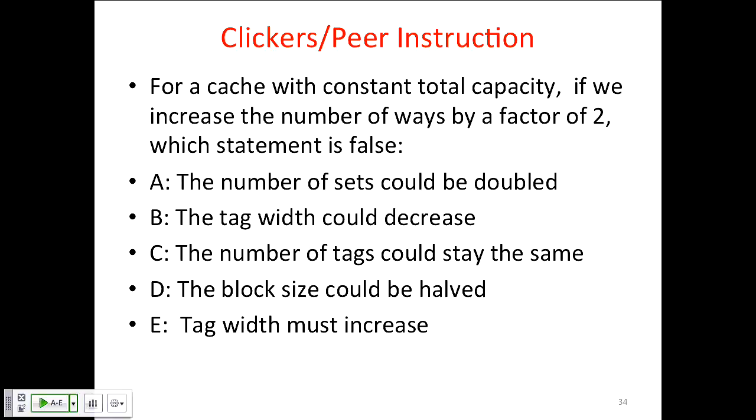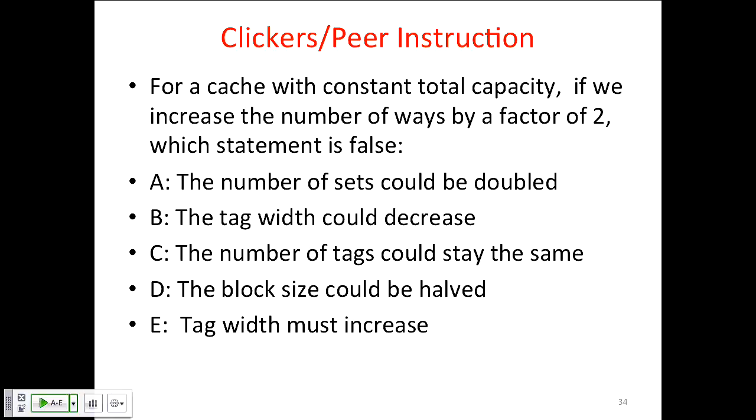The second one is the tag width could decrease. At first, if you look at the previous slide, you'd say, wait a minute, this was a popular option. How can that happen? If I'm increasing the number of ways, that would tend to suggest I have fewer index bits, and therefore the tag must grow. How could it possibly shrink? Well, we just gave that example. If I reduce the line size, I could have more sets. If I had more sets, I would need fewer tag bits. So that would be a free variable. I can change the line size as well. So B is actually the same answer as A, for the same reason, right? I could reduce the line size.